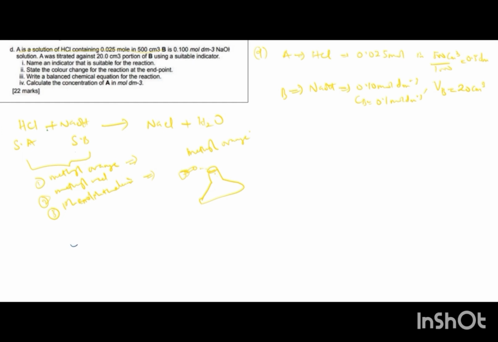So the second to the last is the balanced equation. I've already done that here. That's the first thing I did. This is Roman figure 3, the balanced equation. It is the reaction between a strong acid and a strong base, acid plus base to give salt and water, in the ratio 1 to 1. So it's already balanced. Then the last one is to calculate the what?